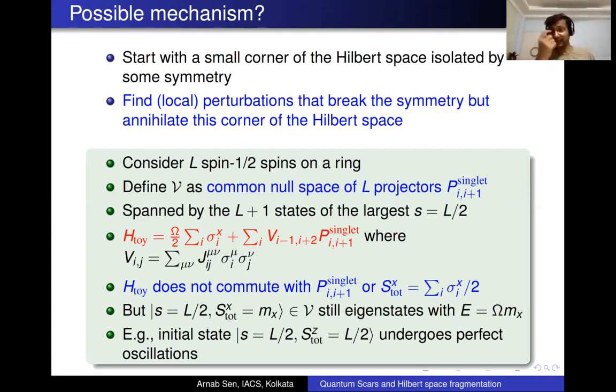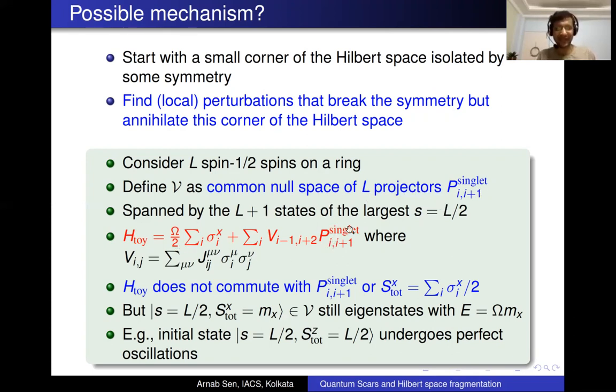And again, from standard quantum mechanics, the answer is very simple. You just take capital L spins. Let's say you take four spin halves, for simplicity. Then obviously you can have total spin S total equal to 2, 1, or 0. These are the only three possibilities. But to form this null space, you need S total equal to 2, which is the maximal spin quantum number. So if you have capital L sites, the maximal spin quantum number is L by 2, and the number of states is L plus 1. And you can show that these L plus 1 states are the common null space of all these projectors simultaneously.